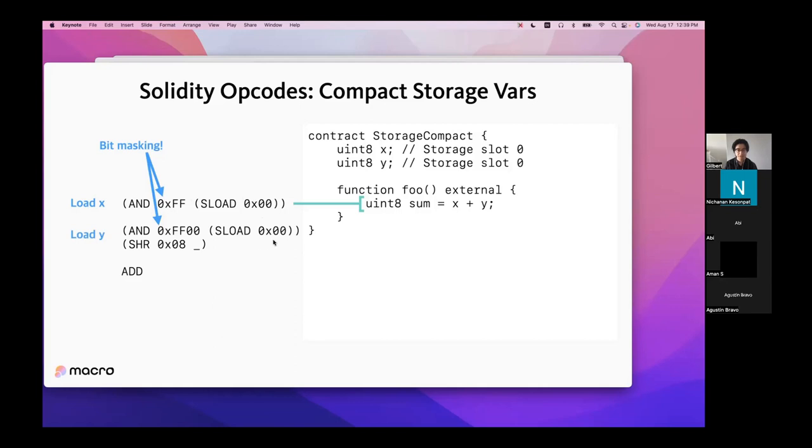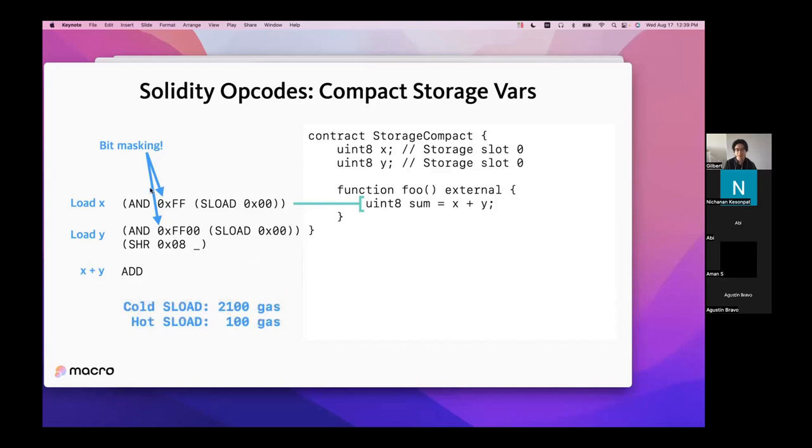Here, Y is very similar. We load the entire value, which contains both X and Y. And here we bit mask the second to last byte from that value. And because this is the second to last byte, we need to shift it over so that it becomes its true value and not the stored value. Once both of these are on the stack, then we just do ADD, and that will take both of them off the stack and add them together.